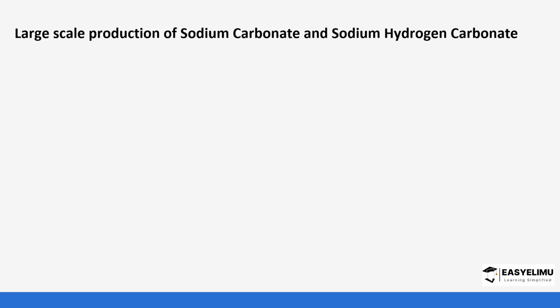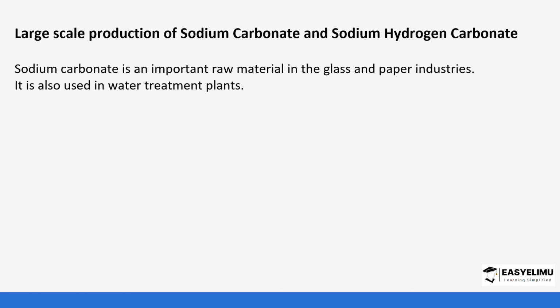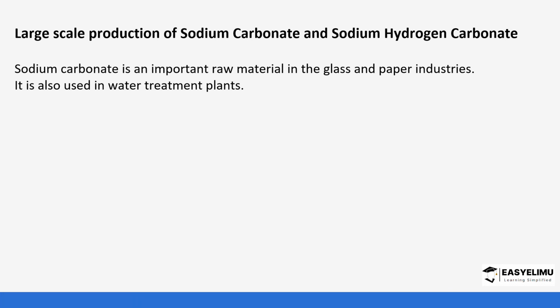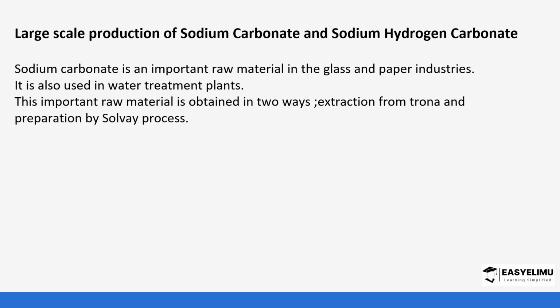When it comes to the large scale production of sodium carbonate and sodium hydrogen carbonate, we know that sodium carbonate has so many uses in the industries, and some of the demand is in the paper industry and glass industry. So it's a very important process, and it is usually gotten in two ways. One is the extraction of trona, and the other one is by the Solvay process.